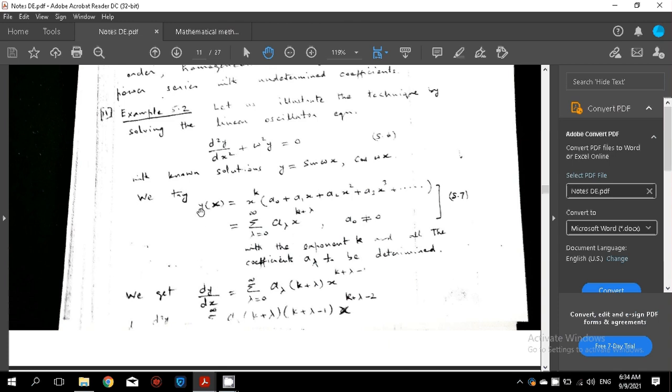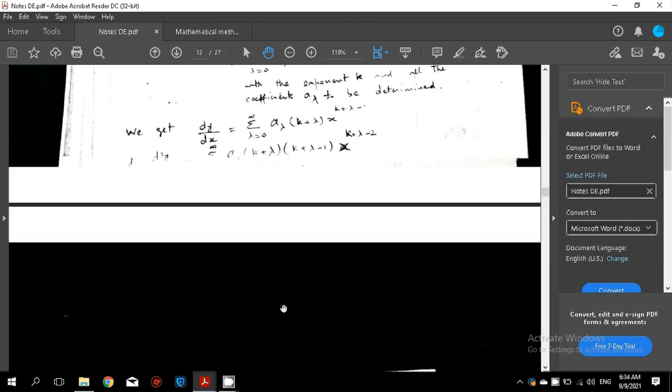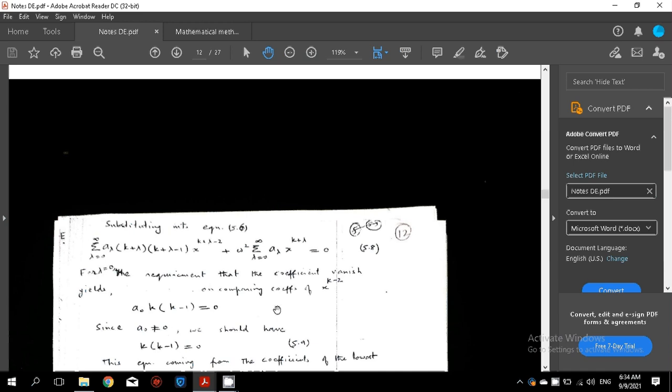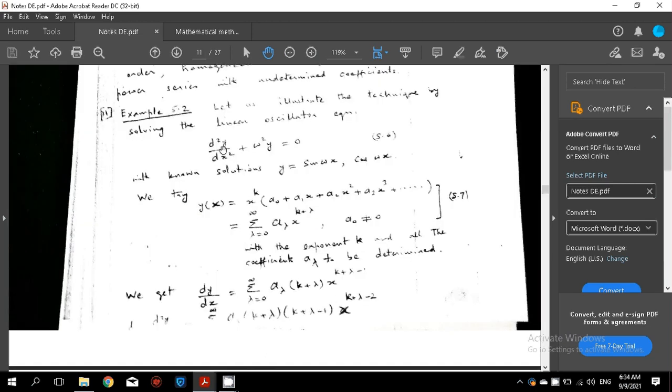Okay, so if you assume your solution in this form, now let's take the first derivative, which comes out to be this, and we take the second derivative, which comes out to be this, as you can see easily, and then we substitute the values of y, y dash and y double dash into our differential equation. So that is the second step.